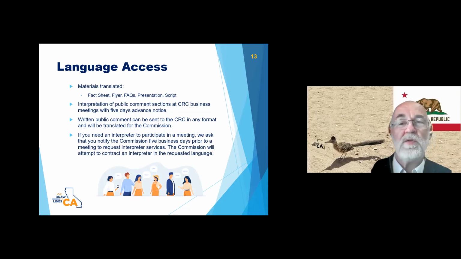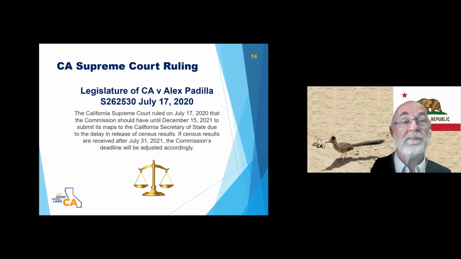We're happy to arrange for interpretation of public comment sections during our business meetings with 5 days notice. Any input that we get in any format, any language will be translated for the commissioners. And if someone needs an interpreter to participate in the communities of interest input sessions, we ask that you notify us 5 business days prior to the event. We'll seek to contract an interpreter in the requested language.